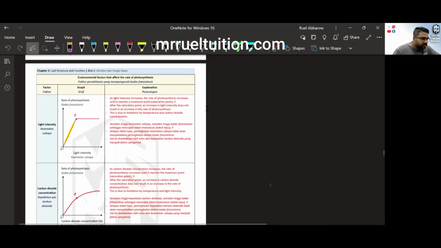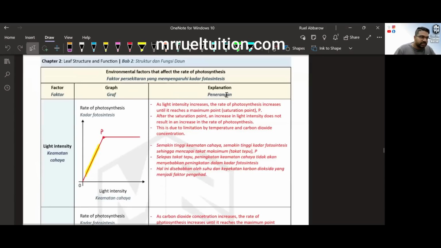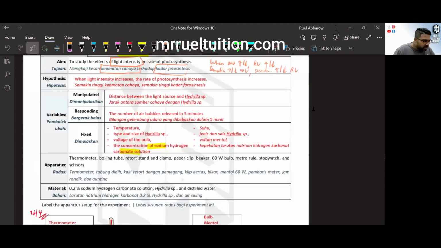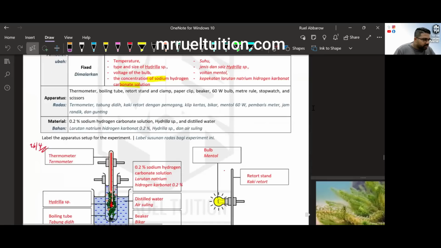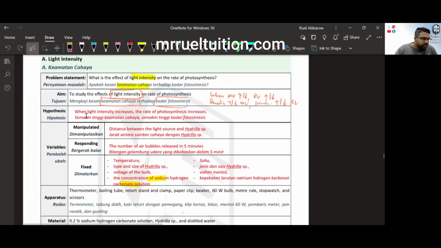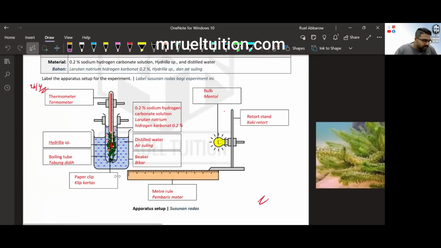so this is the effect, the environmental factors that affect the rate of photosynthesis. Okay, so we have graphs here. Okay, this is the experiment. So in the rate of photosynthesis, we have a few experiments, right? First, we have light intensity. So how do you set up the apparatus? So let's just look at this apparatus setup for a minute, right?